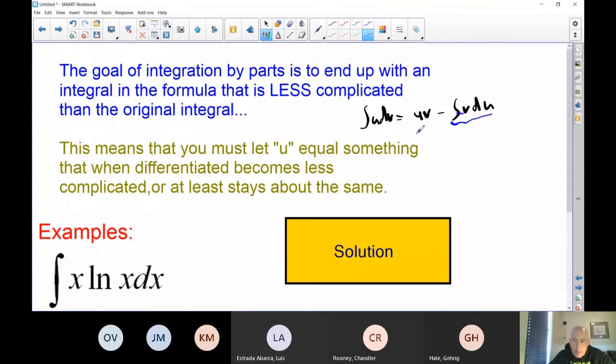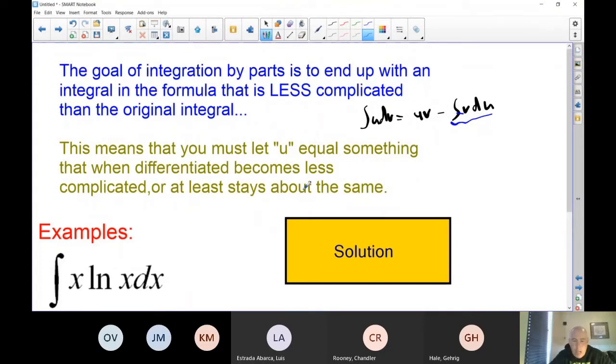The reason you say, well, why is that? Because in this integral, you'll notice du is going to appear. Well, if du is more complicated than u, that probably means this integral is going to be more complicated than this integral. But that's the goal of integration by parts, to substitute into this formula so that the integral you create in the formula will be less complicated than the integral that you started with.